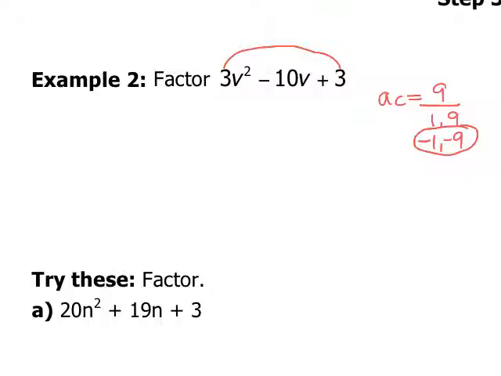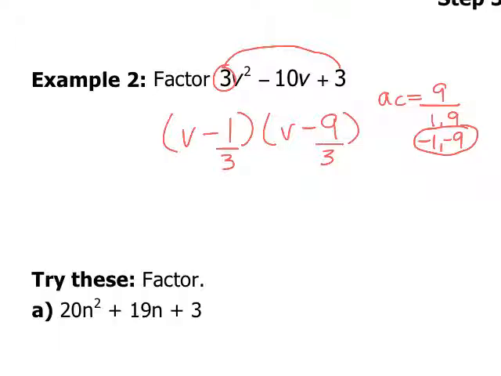Those go straight into my parentheses. So v minus 1 and v minus 9. And now I divide by whatever the A value is. So whatever the A value is, I have to divide by that. Divide my numbers by whatever that A value is. And now divide or reduce.